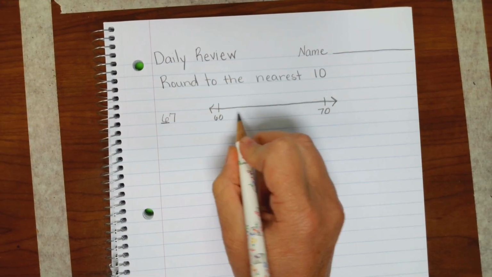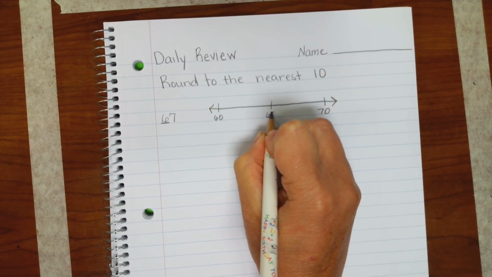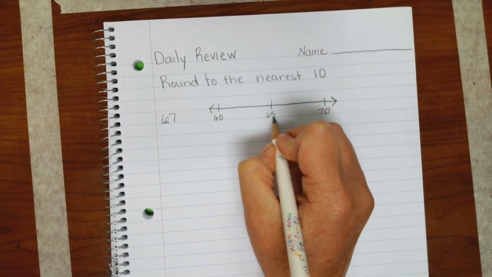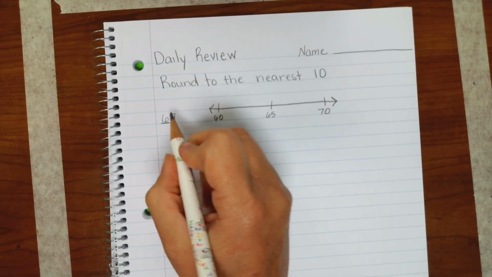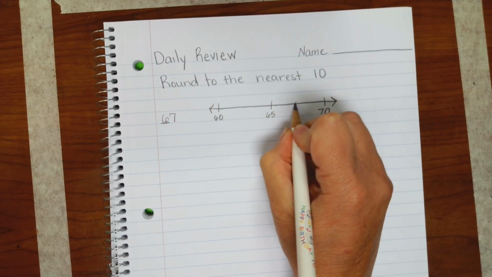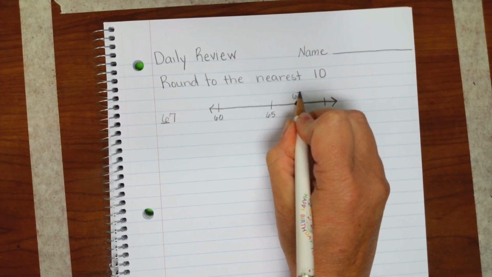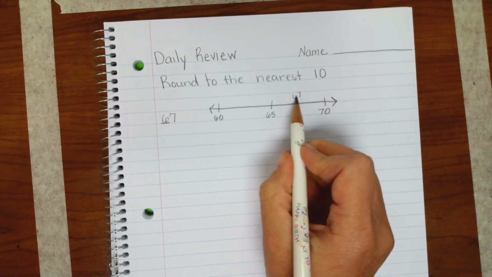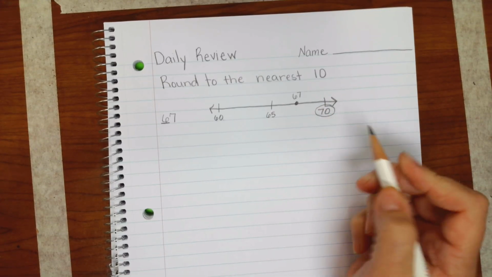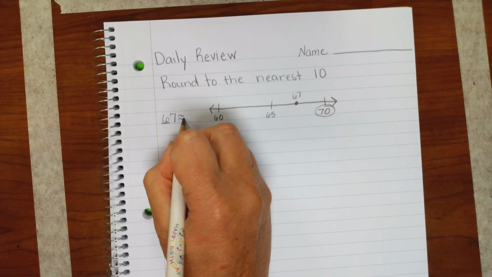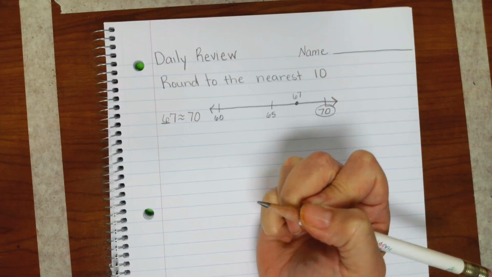Now halfway in between that is your midpoint, and that's going to be 65, because half of your 10 is 5, and you have to go in between it, so it's going to be 65. Now I have to put my data point on my line, and that's 67. I ask myself, is it closer to 70 or is it closer to 60? My answer is 70. So therefore 67 rounds to 70. That's our refresher on that.